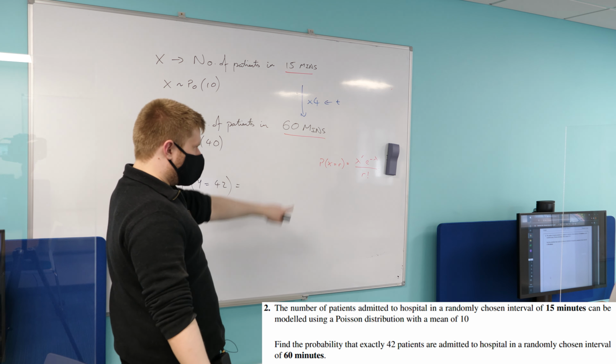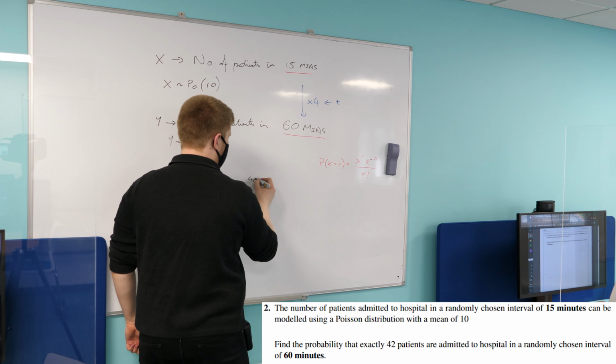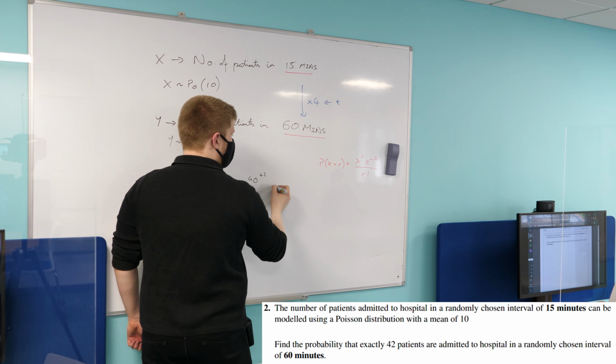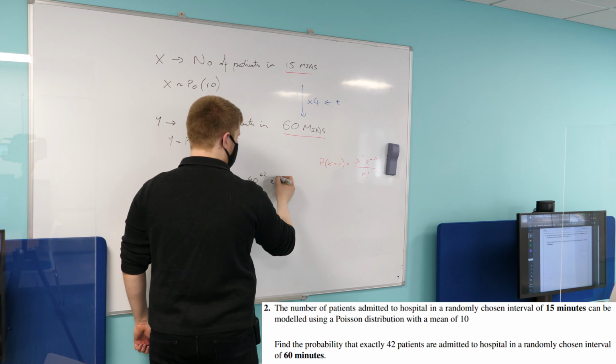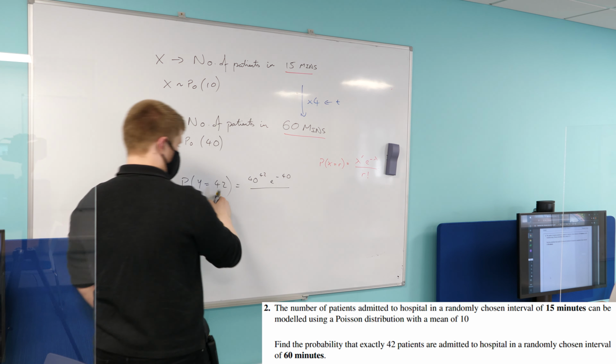All right, good. So in other words, we just need to use this formula here. Lambda, which in this case is 40, to the power of 42, times e to the power of negative lambda, so negative 40, all divided by 42 factorial.